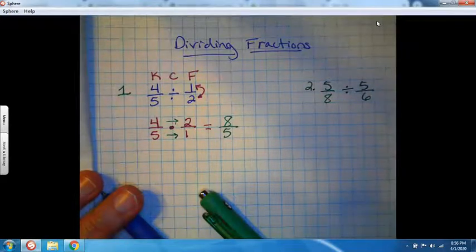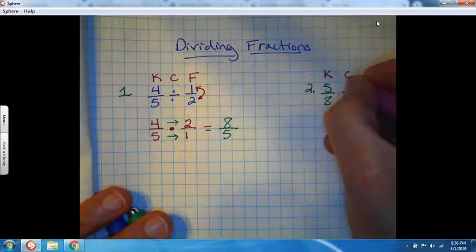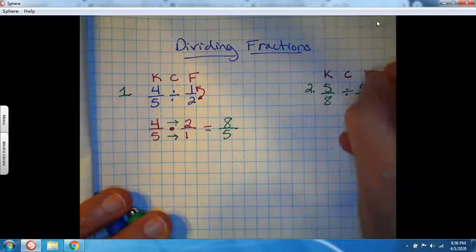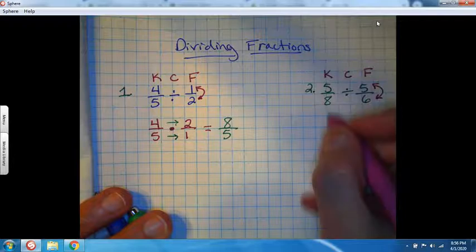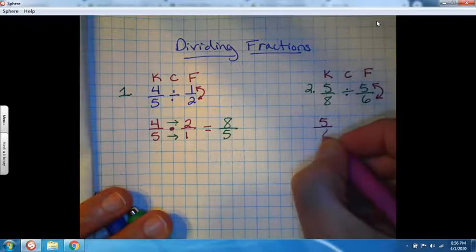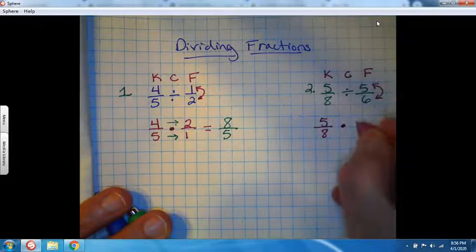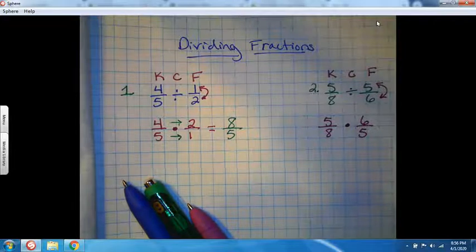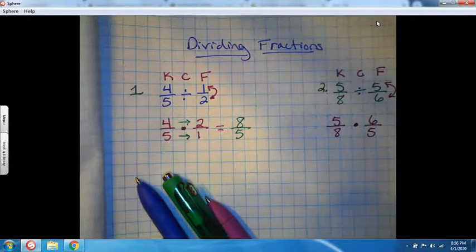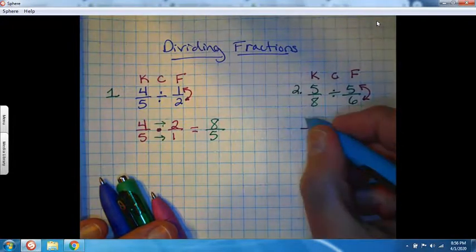Okay, get out your magic wand here. We're going to keep that first fraction. We're going to change that division to a multiplication, and we're going to flip that, KCF. So keep your 5/8, multiply, that's your change, and then flip your 5/6 to 6/5. Now, remember cross products. Okay, so look at those 5s match, don't they? Cross them off. 1, 1.